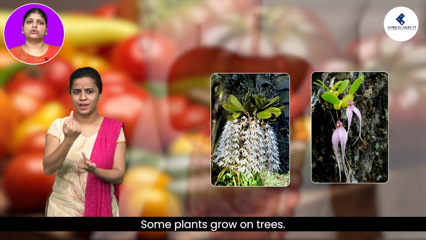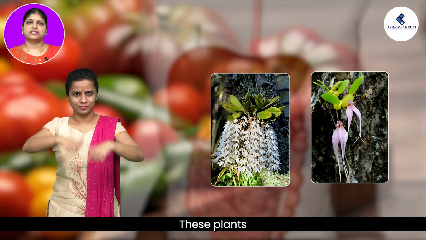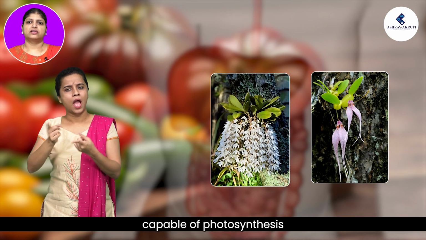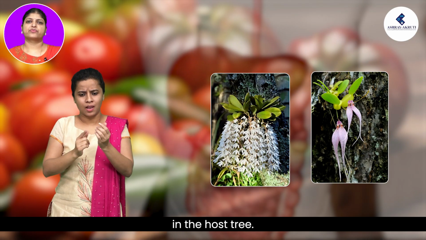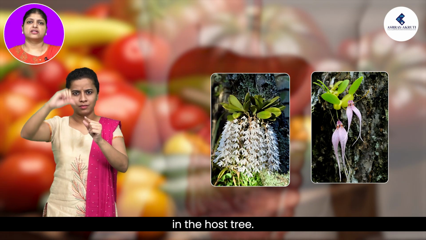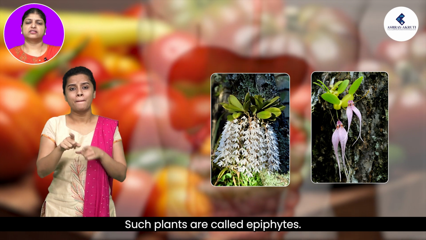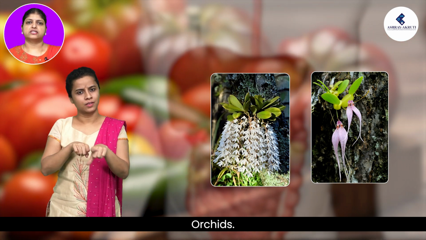Some plants grow on trees. These plants capable of photosynthesis take shelter in the host tree. Such plants are called epiphytes. Example: orchids.